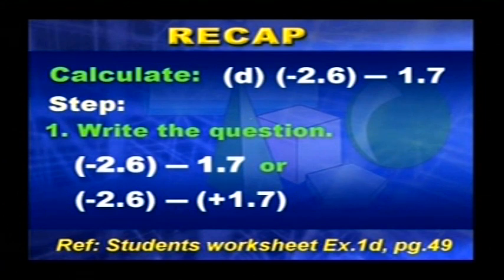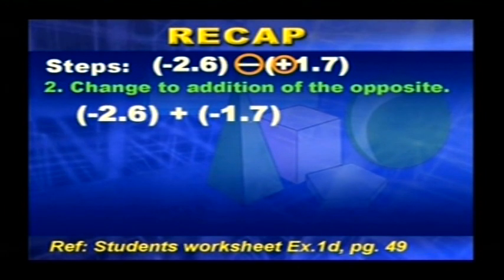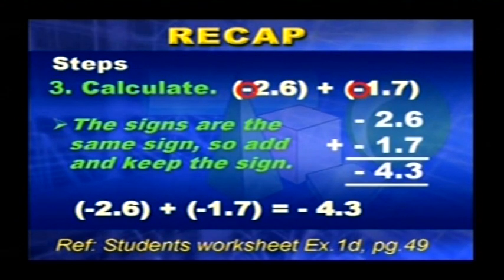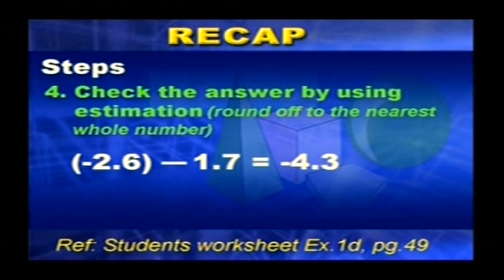Okay. Again, let's go through the steps. Step number 1, you write the question. Step number 2, apply the rule. But before you apply the rule, you check the signs. When you identify the signs used in the expression, then you apply the rule. And finally, you multiply across using the rule, and you get your answer. Do you understand the rule and the steps now? Yes. Thank you.